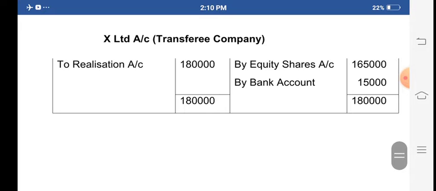On the debit side, the realization account we have to take, which means the purchase consideration, rupees 1,80,000. And the credit side is bifurcated like this: by equity share account rupees 1,65,000, and by bank account 15,000. Like this we have to make the tally of the transferring company account.